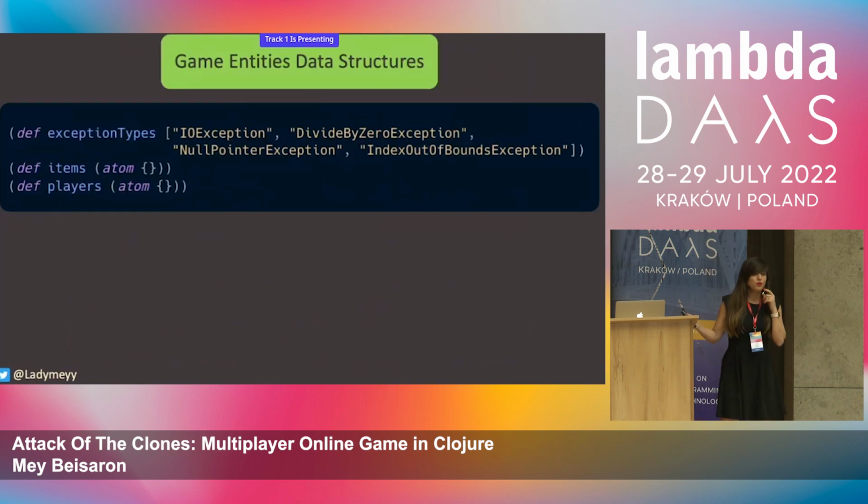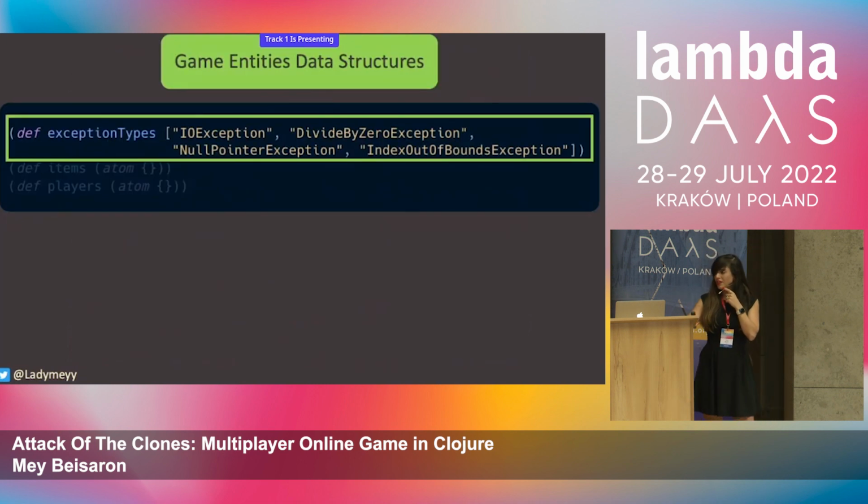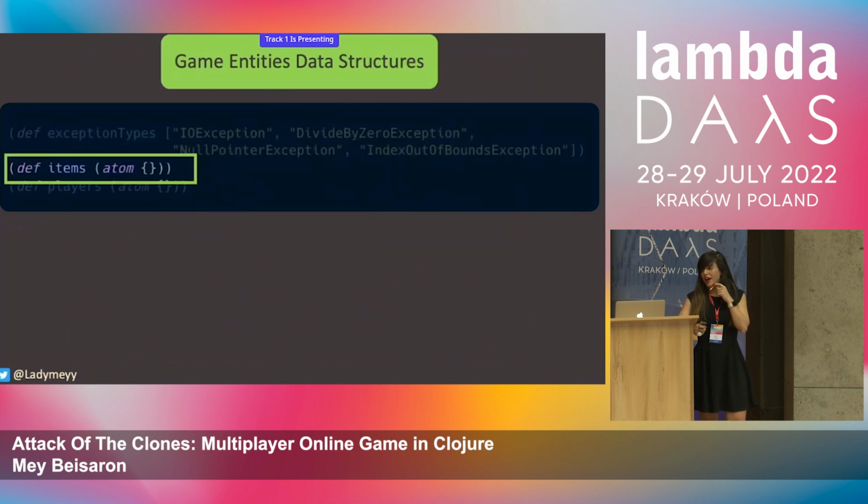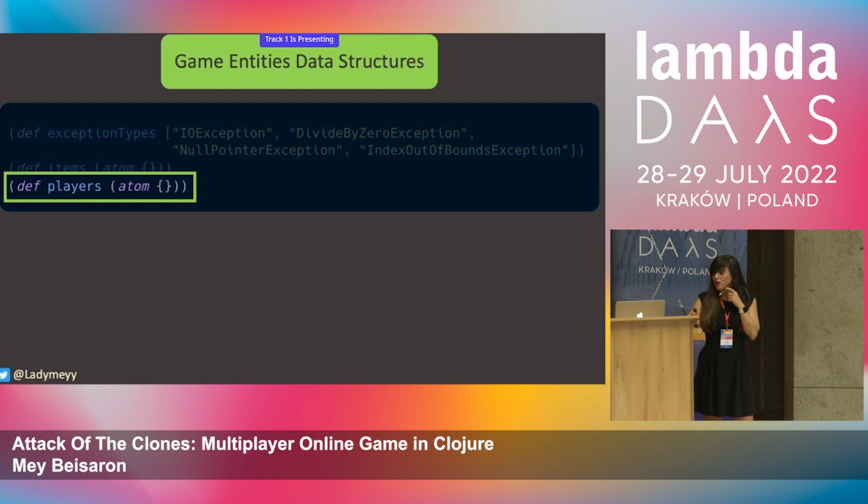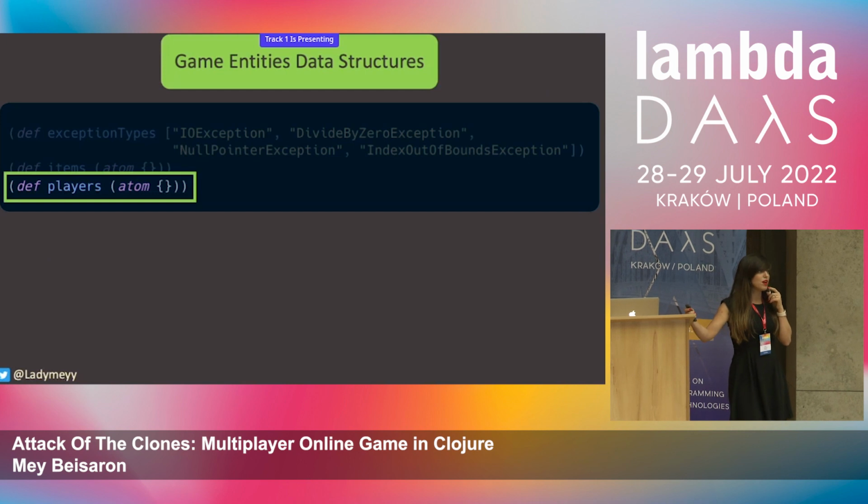Okay, so we have the items, we have the exception types, which are strings, like I said before. And then now we have the items collection. And this is just a collection of key map values, and the key will be a unique ID that I randomly generate, a UUID actually. And then we have the players collection, which is also a collection of key map values to describe a player.